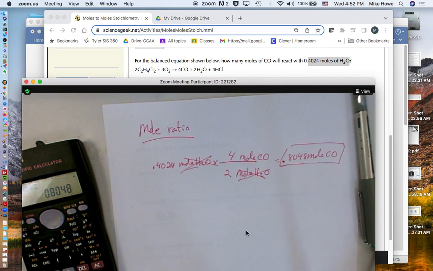After you put the moles of water down here, you look at the question to see what you're looking for first. How many moles of CO? And look at the chemical equation to see what the numbers are. So in front of the CO, there's a 4. In front of the water, there's a 2. It's kind of like a recipe where you know 2 of these reacting with 3 of those will make 4 of this and 2 of that. It just tells you how the numbers of things relate to each other.